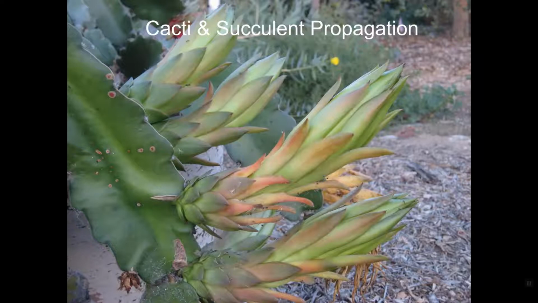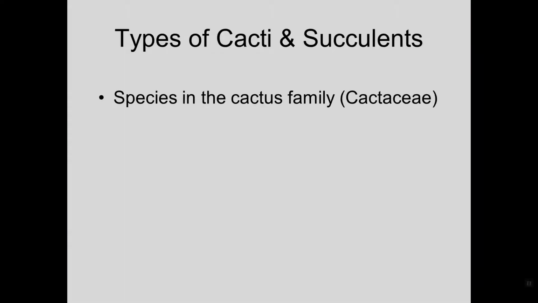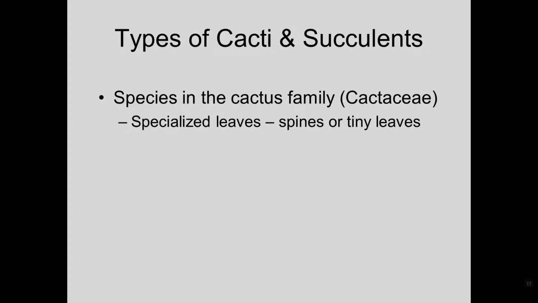So we're talking about cactus and succulent propagation. Cactus and succulents all have specialized leaves. You usually don't see leaves on cactus and succulents. You see spines and maybe tiny leaves. Those are the modifications that this group of plants has made to the leaves and leaf structures through adaptation to a dry environment.